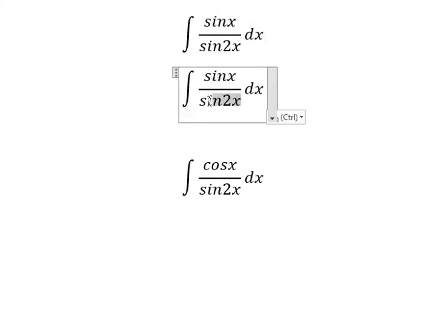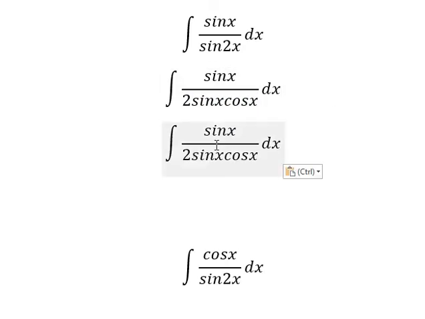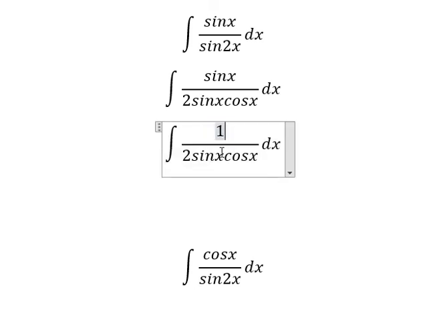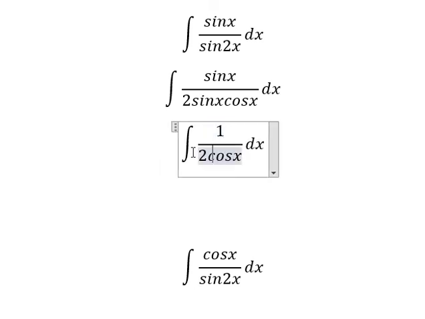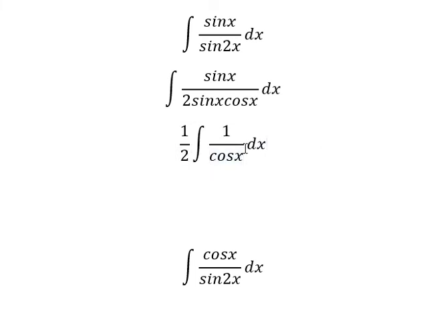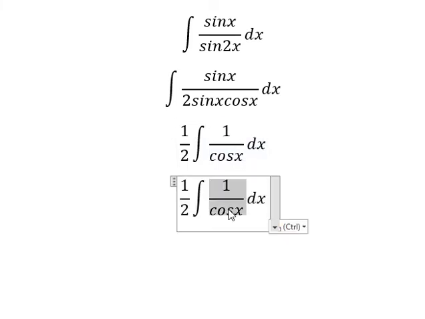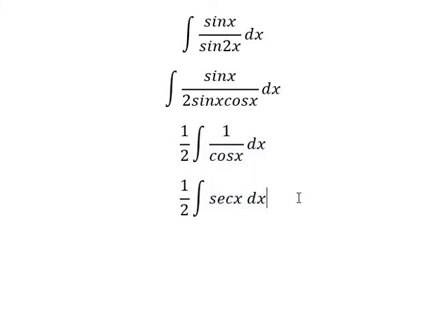About sin 2x, we change it to 2 sin x cos x. Next, sin x divided by sin x, so we simplify. We put the number 2 outside. And 1 over cosine x we change to secant of x.